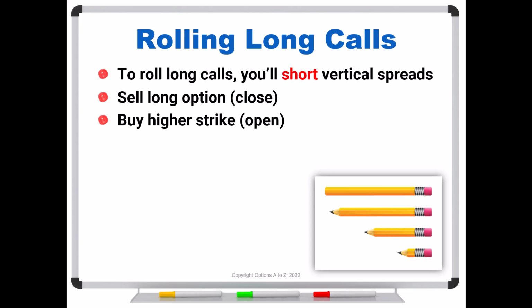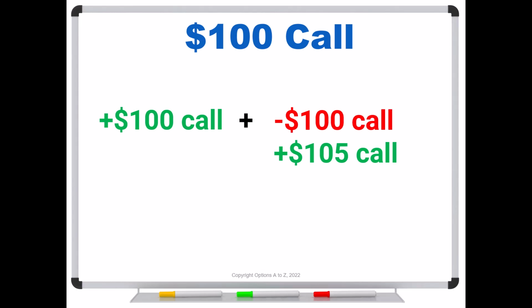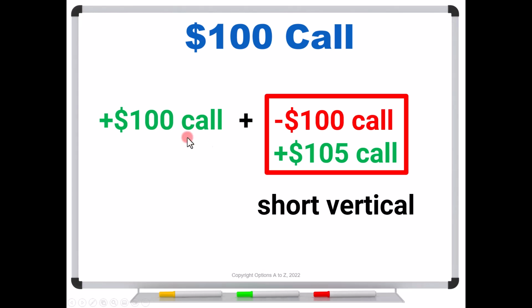So let's say that you have the $100 call. We're long the $100 call, and what we're going to do is create a short vertical spread. Notice what happens if we put a short vertical spread into our account. That's what this trade is. What happens once this trade is executed? Our long 100 gets canceled with the short 100, and now we're just holding the long 105. That's how we're walking up that graph from the 100 to the 105 and 110 and so on.